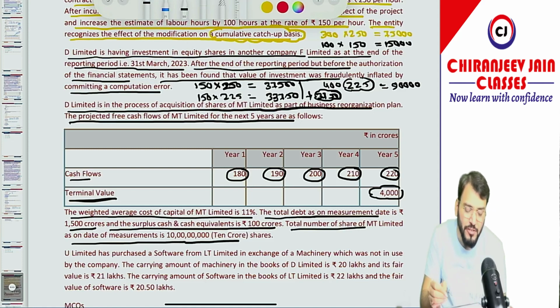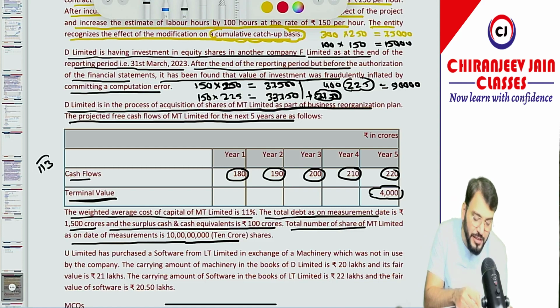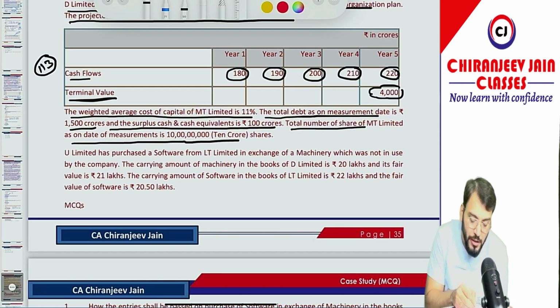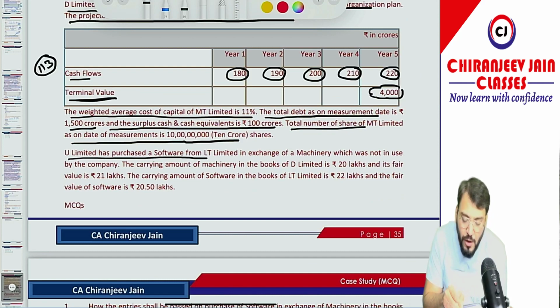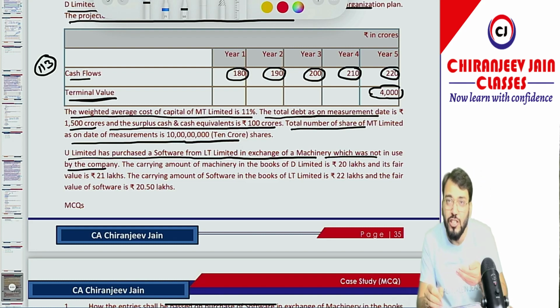So of course they have asked in this question, they will ask you fair value measurement as per Ind AS 113 requirement. Let's see what the question is given. Then we find out the valuation of shares. U Limited has purchased a software from LT Limited in exchange of machinery which was not in use by the company. So it is the purchase of intangible asset in exchange of another asset.